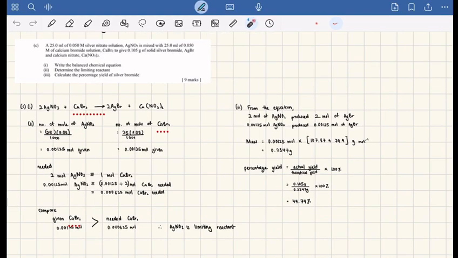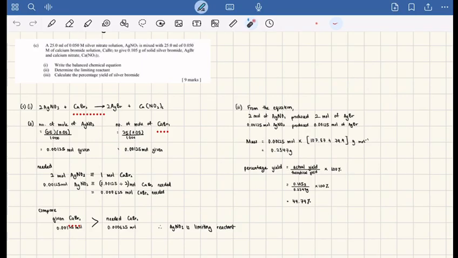Last but not least, we'll have to calculate the percentage yield of silver bromide. The formula for percentage yield is actual yield over theoretical yield times 100%. The actual yield has been given to us, which is 0.105 gram. And so now all we have to find is the theoretical yield. To find that, first we have to compare and find the mole. From the equation, 2 moles of AgNO3 produce 2 moles of AgBr. The reason why we use AgNO3 is because it's the limiting reactant.